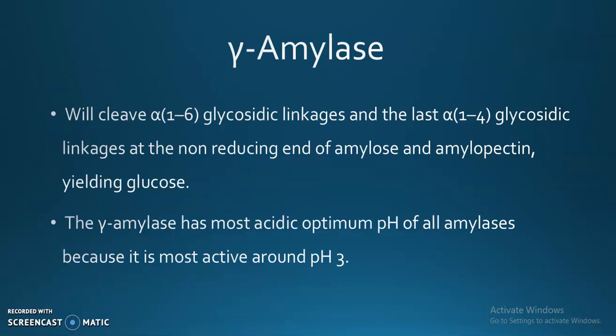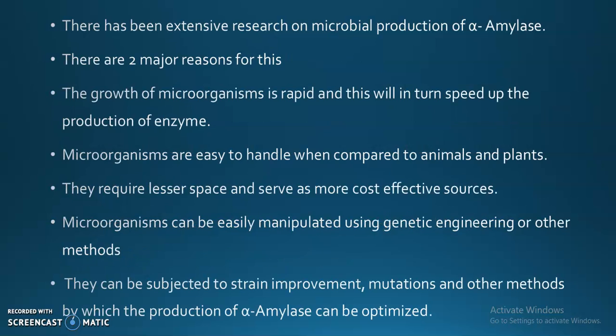Gamma amylase can cleave alpha 1,6 glycosidic linkages and the last alpha 1,4 glycosidic linkages at the non-reducing end of amylose and amylopectin, yielding glucose. Gamma amylase has the most acidic optimum pH of all amylases because it is active around pH 3.